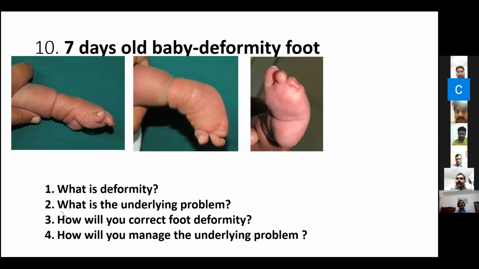Sir, I didn't get the name of the underlying deformity. Amniotic band syndrome. So what type of dysplasia? Streeter's. Okay. And how do you manage the underlying problem, the amniotic band? That we'll have to release, sir. No, what will you do for that? Probably you won't do it. Your plastic colleague will be doing it.